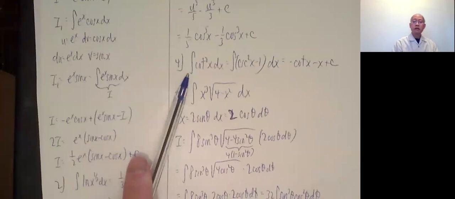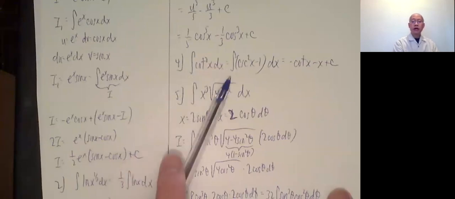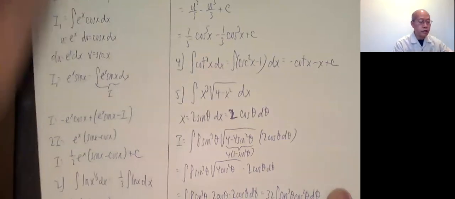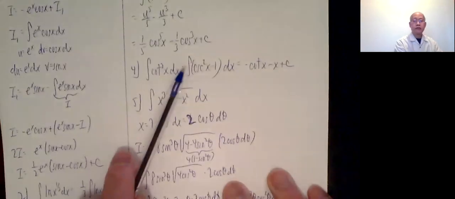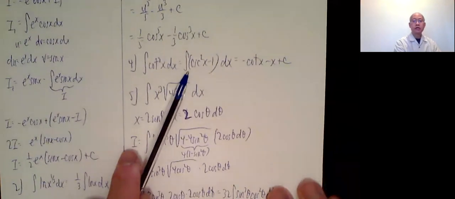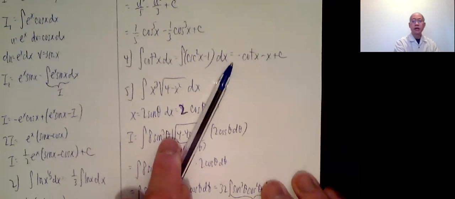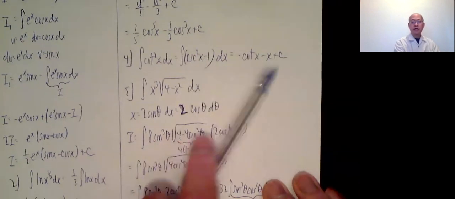Number 4, the best way to integrate cotangent squared is to write it as cosecant squared x minus 1. Okay, and now these are elementary. Integral of the cosecant squared is negative cotangent x. Integral of negative 1 is negative x plus c.